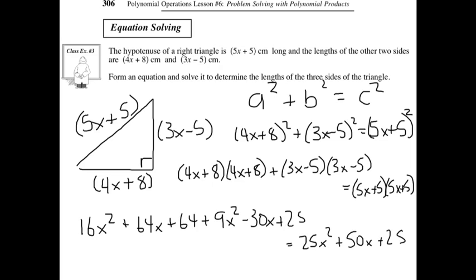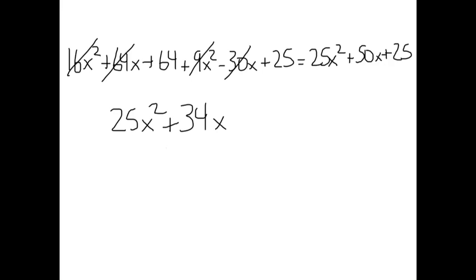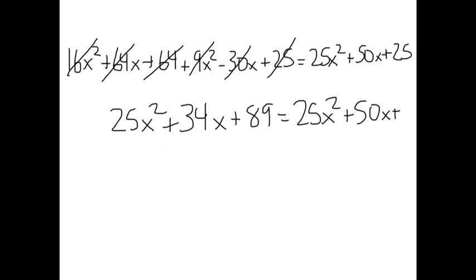Okay, so let's collect our like terms. So here's our equation. All we need to do is collect our like terms. Let's start off with the left-hand side. We got 16x squared and 9x squared. These added together will give you 25x squared. Collect our x's. What you're going to be left with is a positive 34x. And then collect our constants. That's going to be positive 89. On the other hand, we don't need to do anything here. We got 25x squared plus 50x plus 25.